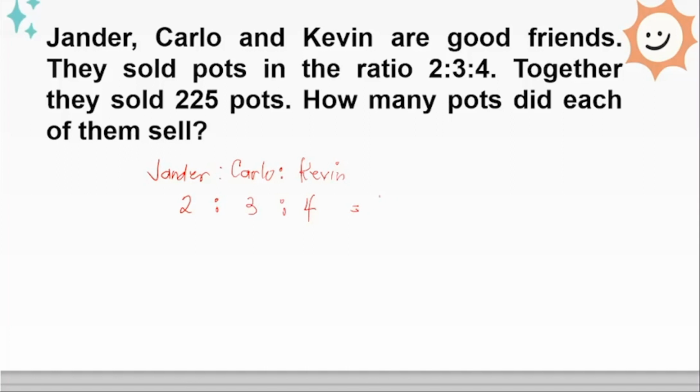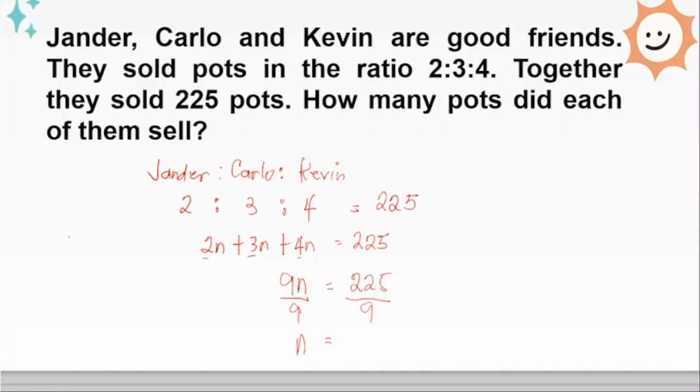is equal to 225 pots. So we can write 2n plus 3n plus 4n is equal to 225. Then add 2 plus 3 is 5 plus 4 is 9. 9n is equal to 225. Then divide both sides of the equation by the partner of n, which is 9. Okay? So 9 divided by 9 is 1, so bring down 1.